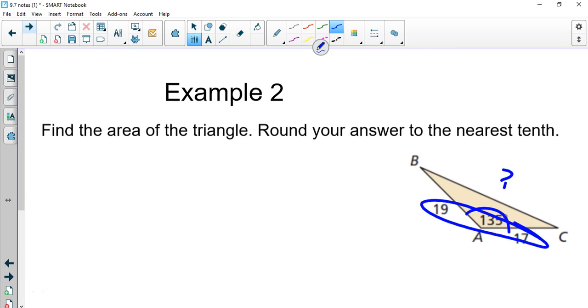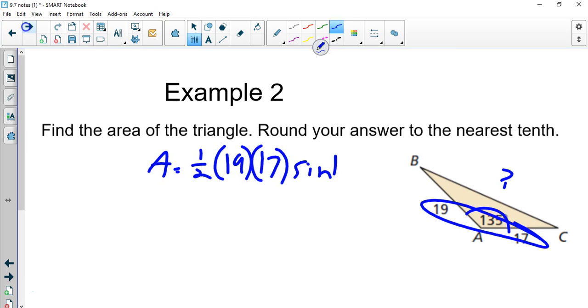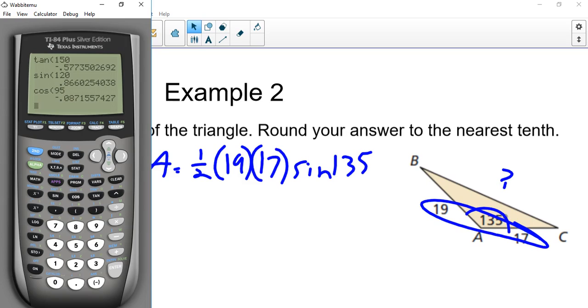So all we do, area is equal to 1/2 times 19 times 17 times the sine of our angle, 135. And we can literally just type that right in our calculator all in one fell swoop. So 0.5, 1/2, times 19 times 17 times the sine of 135. Close parentheses. And there we go.